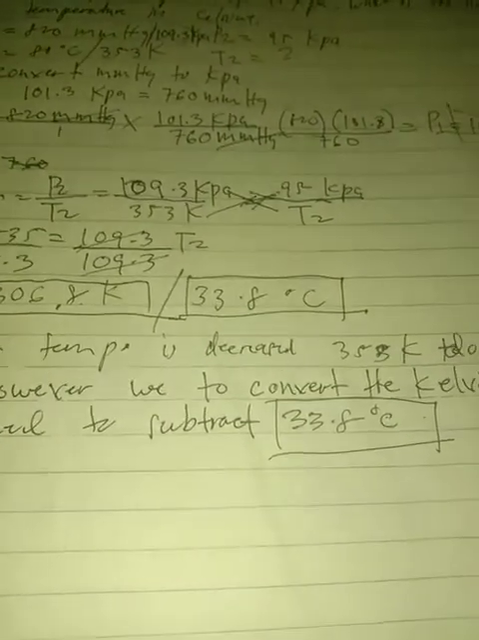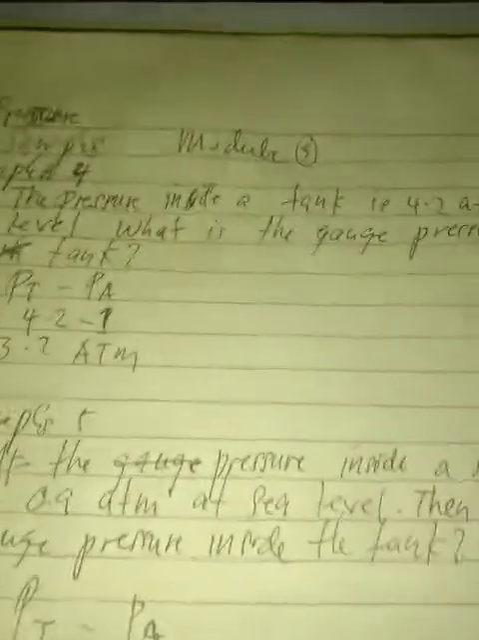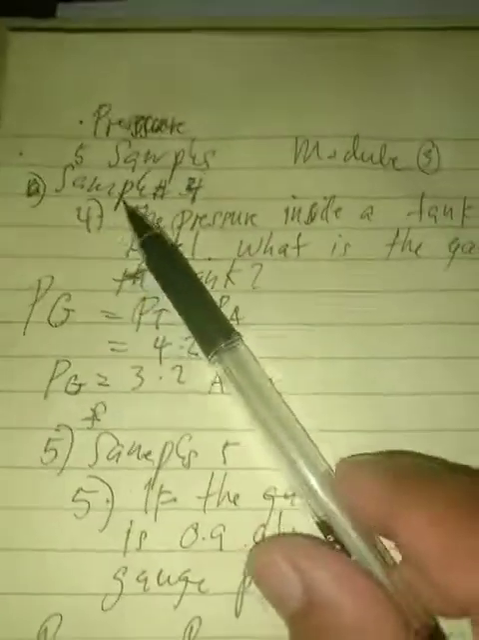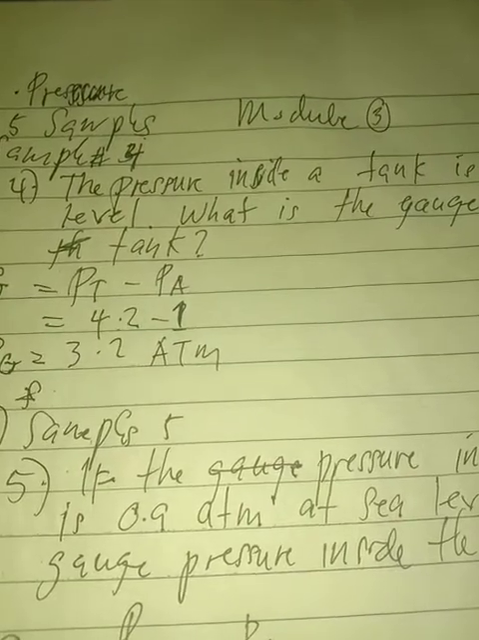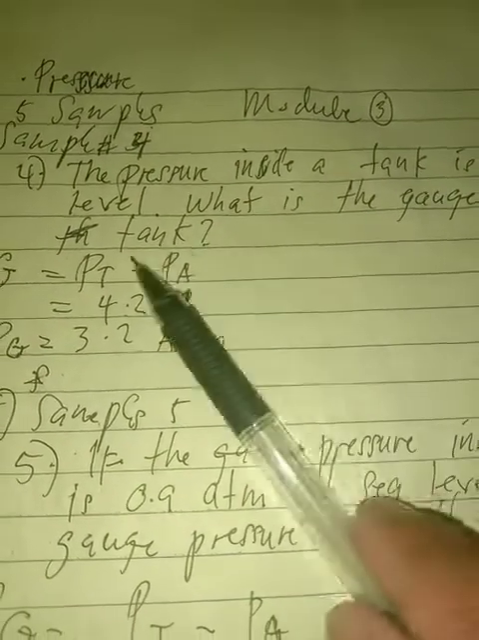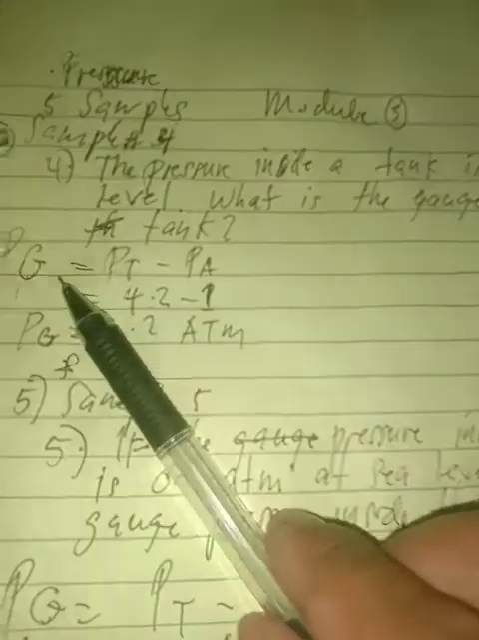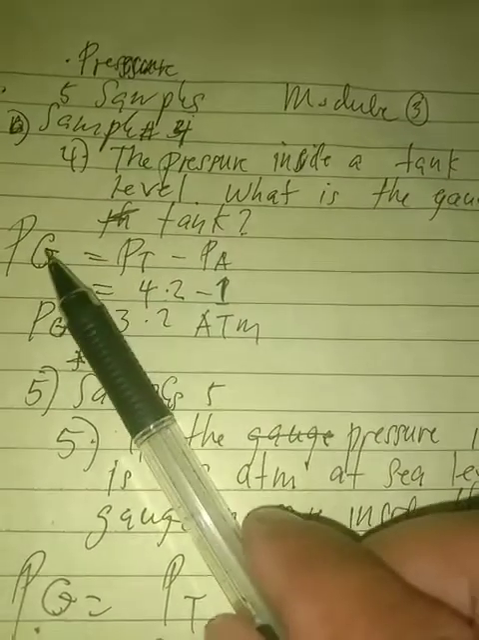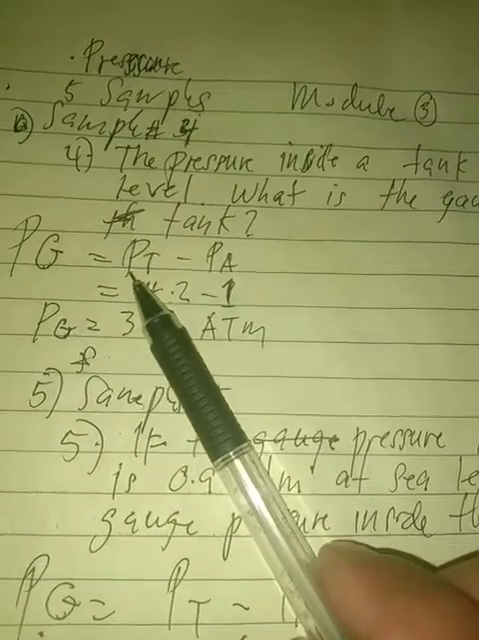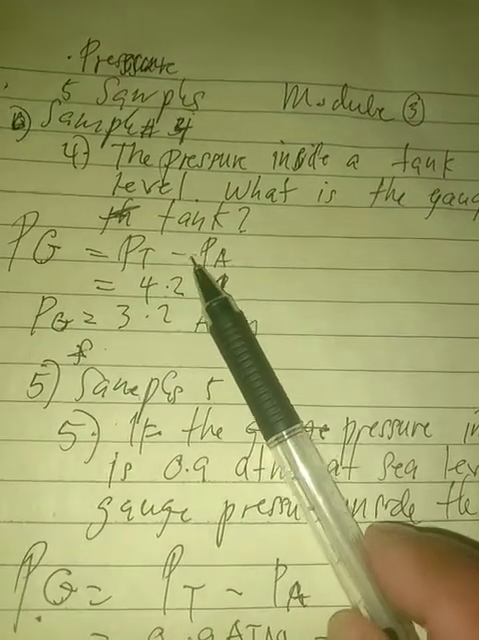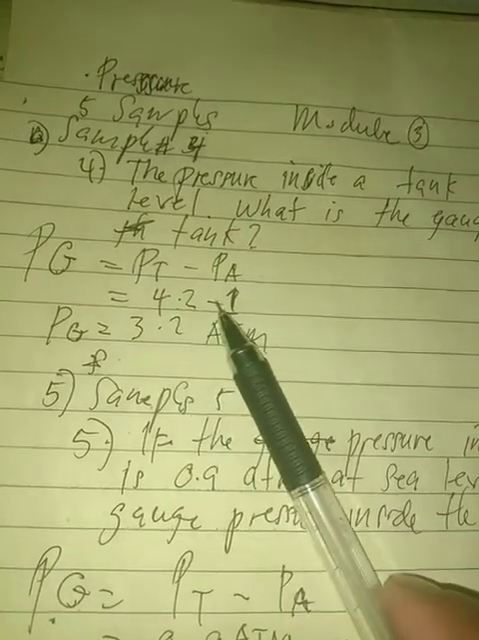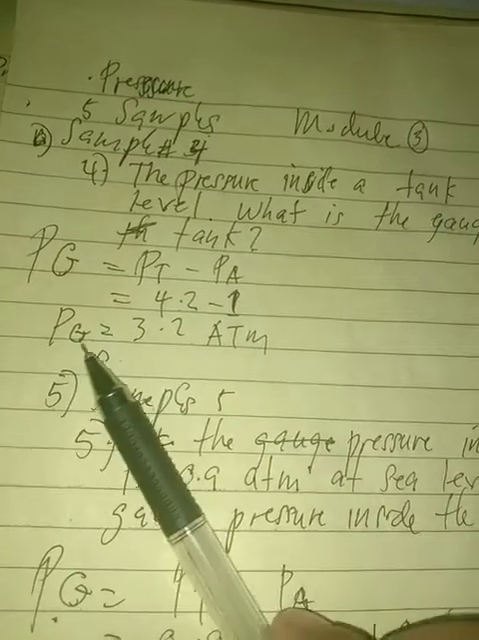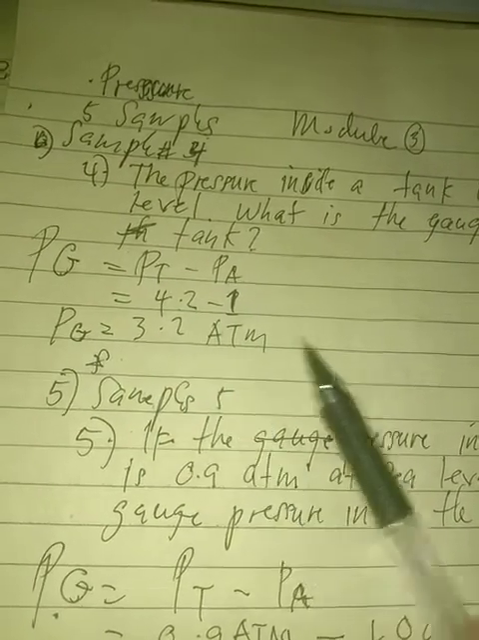So the next is number 5. We are going to continue with pressure. In problem number 4, the pressure inside the tank is 4.3 atmospheres at sea level. What is the gauge pressure inside the tank? We write the equation: gauge pressure equals total pressure minus atmospheric pressure. So our PT is 4.2 minus 1 atmosphere. So our PG is 3.2 atm.